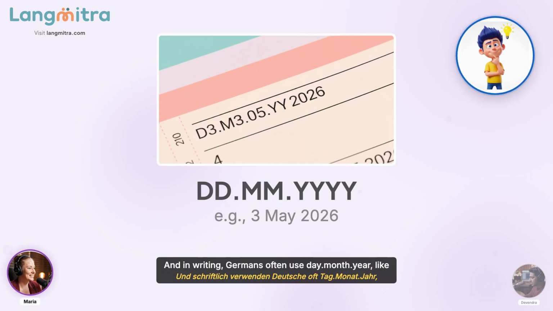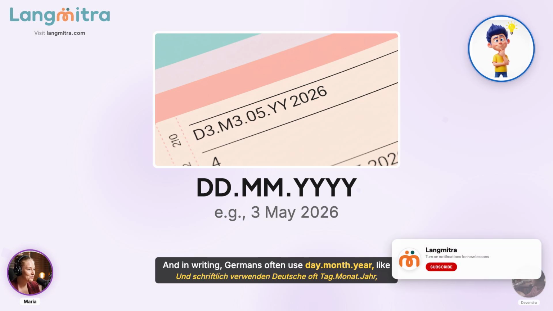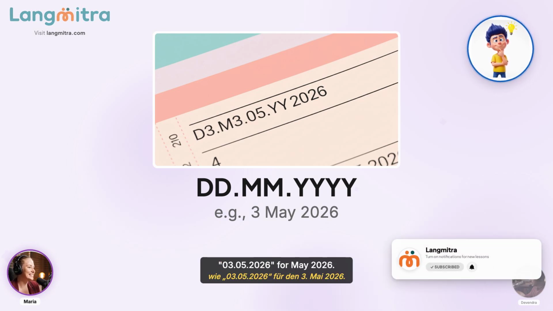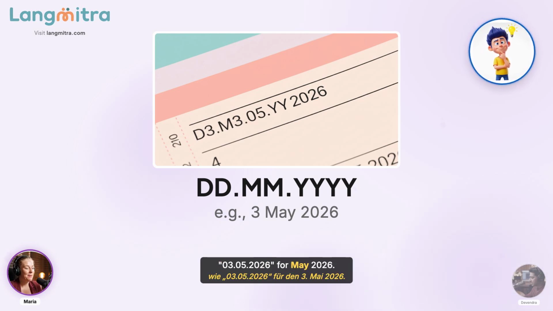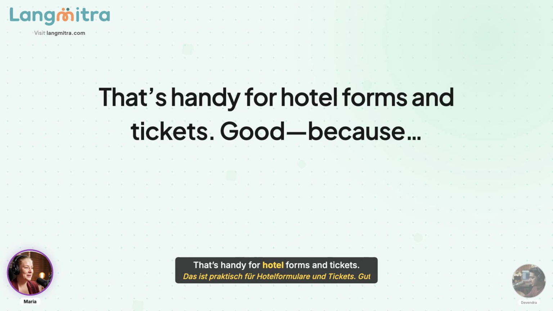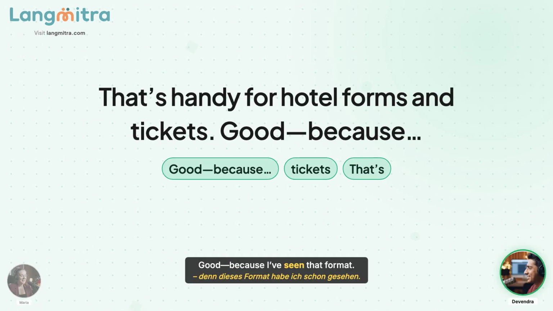Exactly. And in writing, Germans often use day.month.year, like 03.05.2026 for 3 May 2026. That's handy for hotel forms and tickets. Good, because I've seen that format.